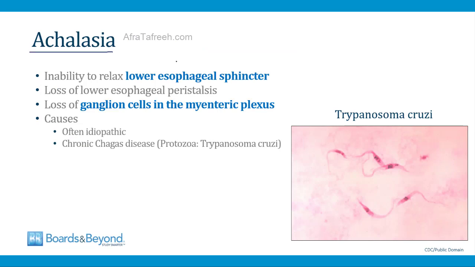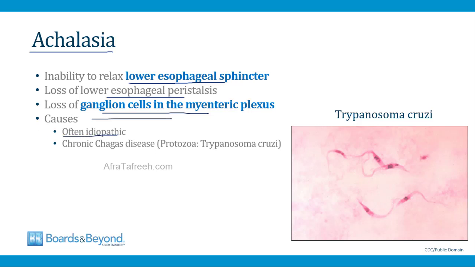In achalasia, there's an inability to relax the lower esophageal sphincter, and this leads to a loss of lower esophageal peristalsis. The cause of achalasia is a loss of ganglion cells in the myenteric plexus associated with the lower esophageal sphincter. This is thought to be due to inflammation, so basically achalasia is an inflammatory disorder where these neurons get destroyed. The cause of achalasia is often idiopathic, but it can occur as part of Chagas disease, which is a protozoal infection with the protozoa Trypanosoma cruzi.